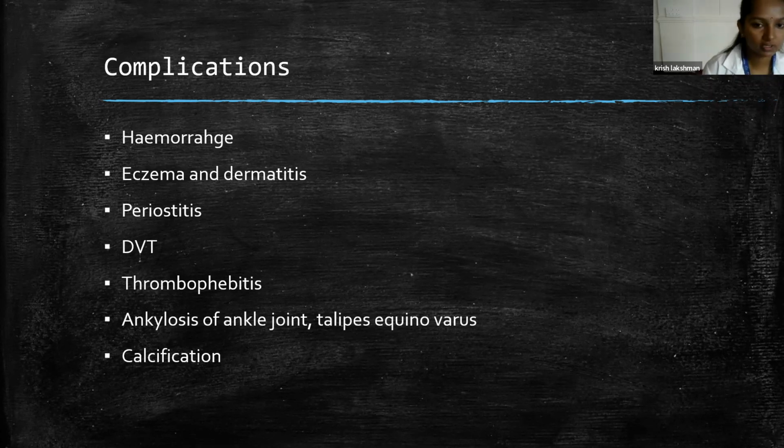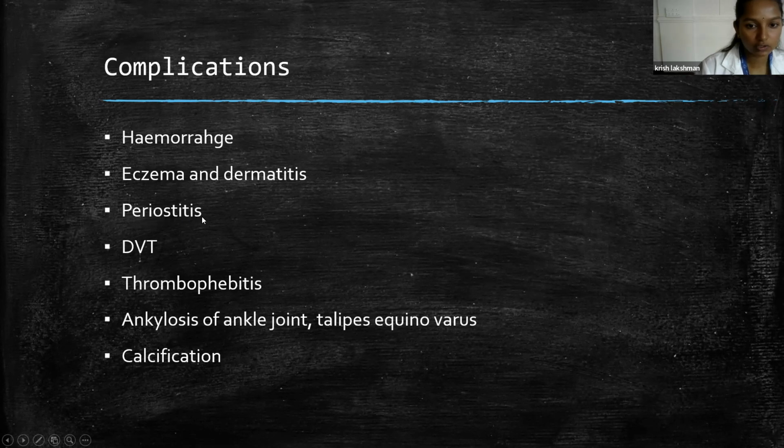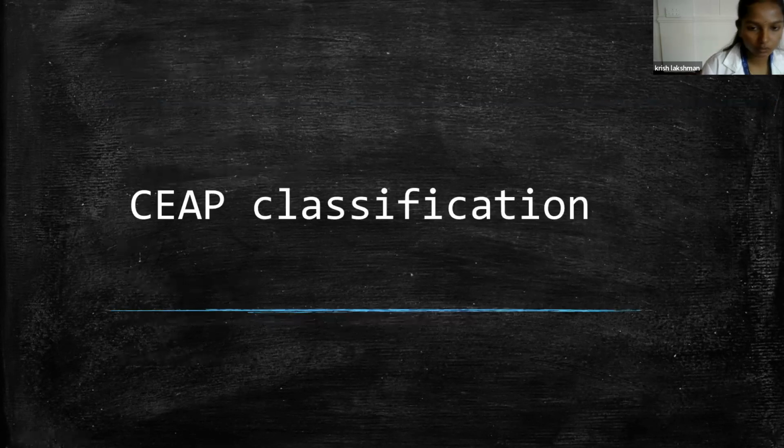So the complications are as the varicose veins are pooled with blood, and the patient is itching. He might land up with hemorrhage or eczema and dermatitis, periostitis, and deep venous thrombosis because of incompetent valves and inflammatory changes, thrombophlebitis, ankylosis of the ankle joint, talipes equinovarus, and calcification may also be present. So when the patient comes to the OPD with the symptoms and complaints.